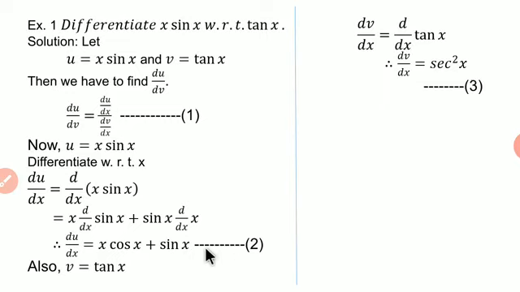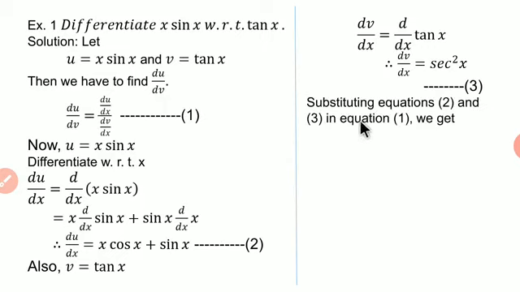Now substitute this relation 3 and relation 2 in equation number 1. So substituting equation 2 and 3 in equation 1, we get du by dv is equal to x cos x plus sin x divided by sec square x. This is our required value for the derivative of x sin x with respect to tan x.